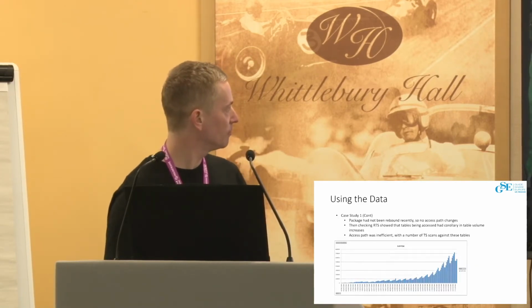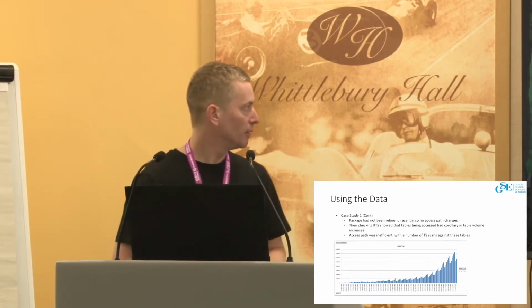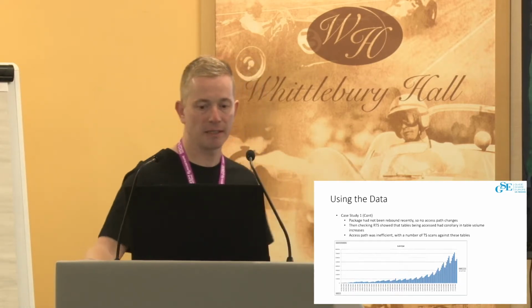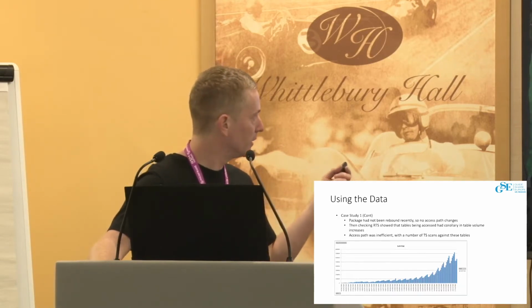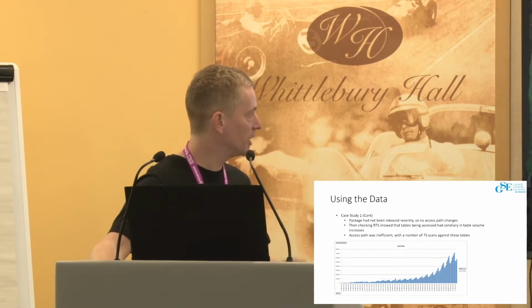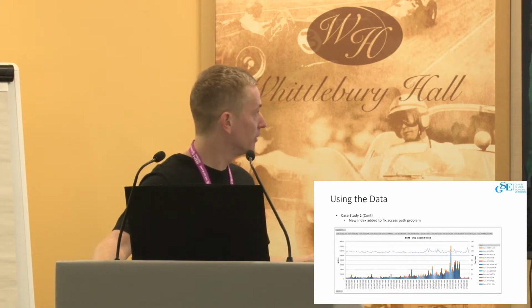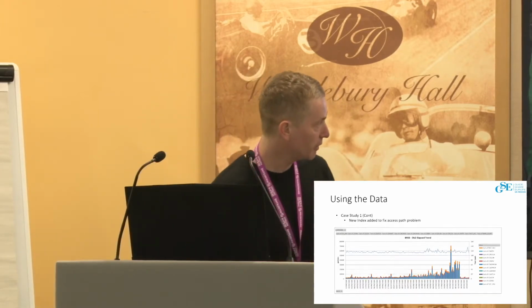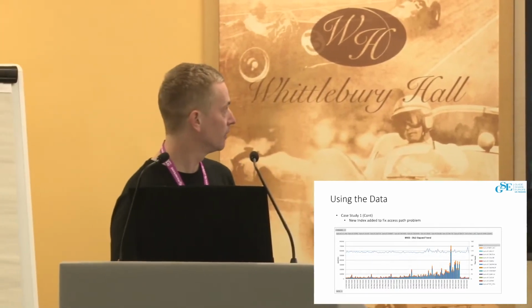You then start to look at whether it's an access path problem. Well, no, that package hadn't been rebound recently, but when we checked RTS, the real-time stats tables, for volumes against the tables, we see it's gone from very little to a lot, and the access path was inefficient with some table space scans, therefore you're doing a lot more for a lot less. So a new index was added, and everything went back to normal.